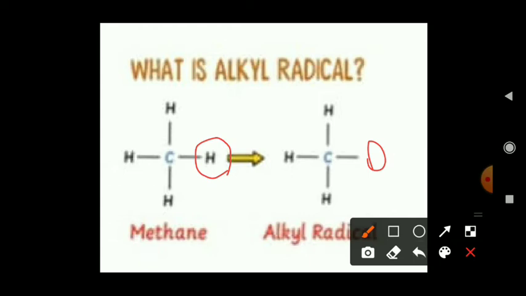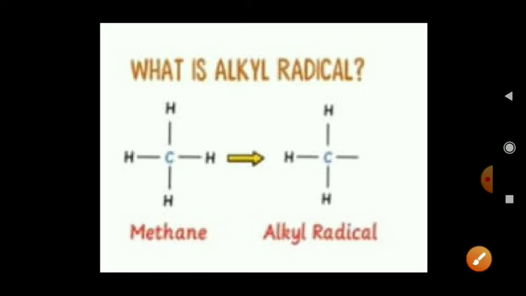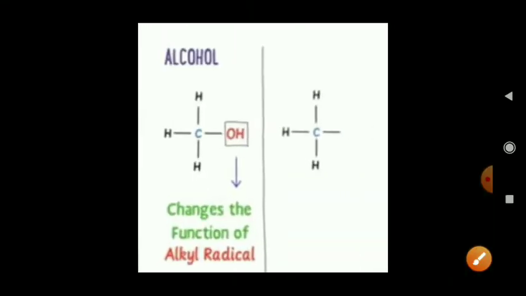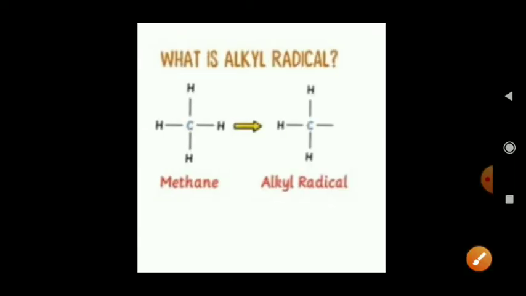For example, let's take OH, CHO, C double bond O. There are unlimited different functional groups, more than 100, that change the function of the alkyl radical. That's why the alkyl radical plays an important role in functional groups. Now let's see alcohol, where hydrogen is replaced by OH, then it becomes methanol, which changes the function of the alkyl radical. So it is known as a functional group. There are many functional groups.